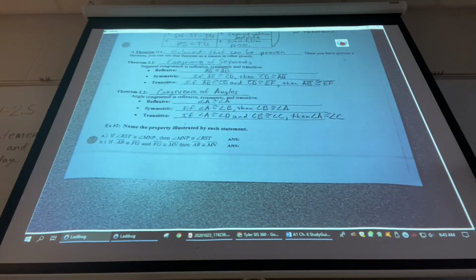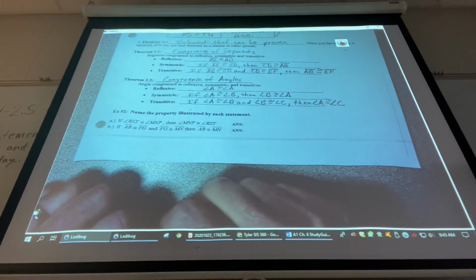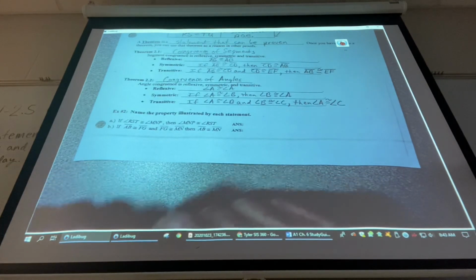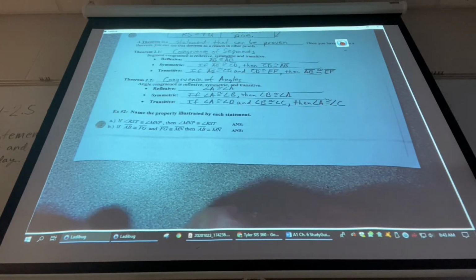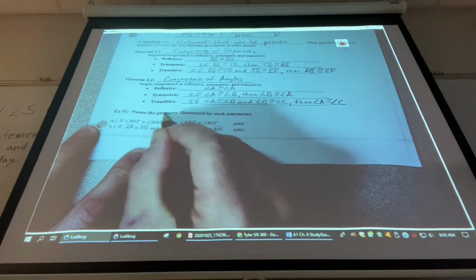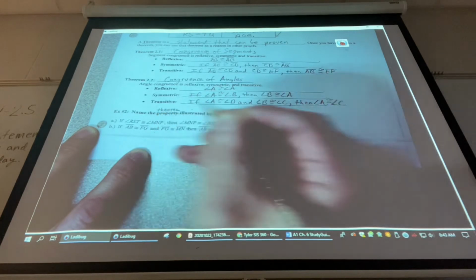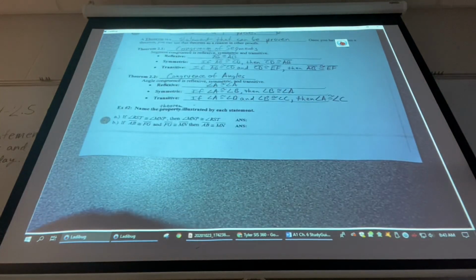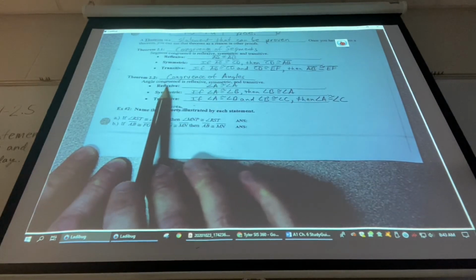All right, so let's practice identifying these theorems. It says, name the property illustrated by each statement. And here's the thing, it's not a property. It's a theorem. Name the theorem illustrated by each statement. I suppose it's a property within a theorem.